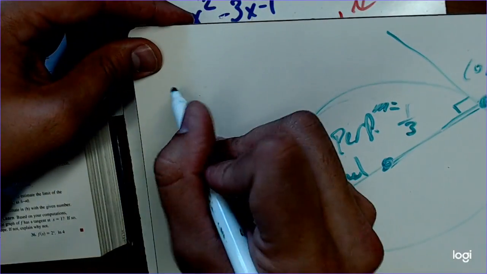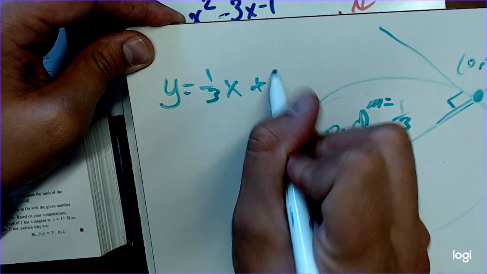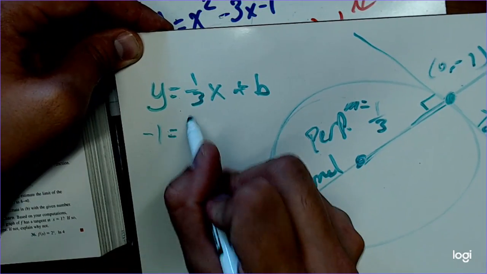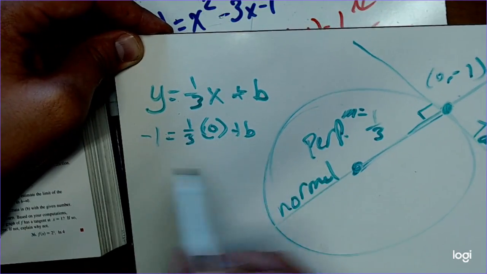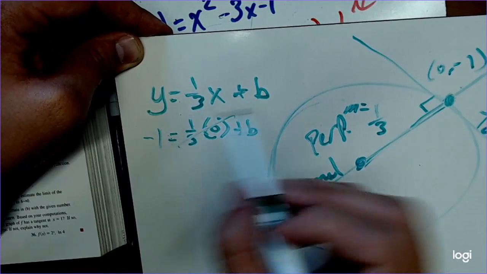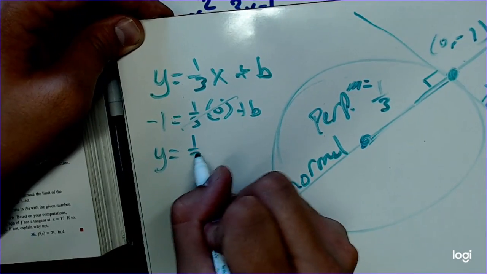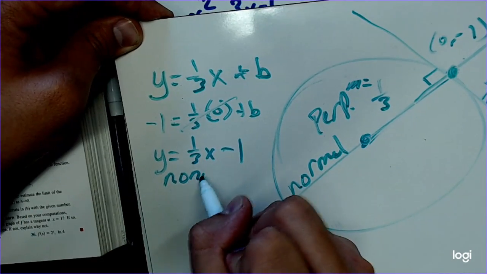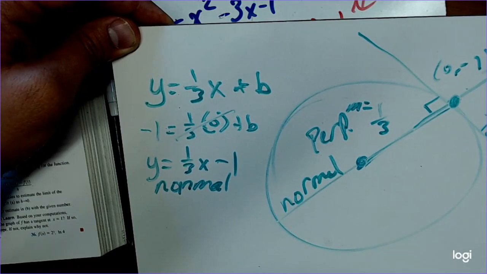So now I've got y is equal to 1/3 x plus b. I'm going to take these two points, plug them in. So now I've got negative 1 is equal to 1/3 times 0 plus b. Hey, 0 is just going to cancel that out, so b is equal to negative 1. So now I've got y is equal to 1/3 x minus 1. This is the normal. Right, so now I've got the equation of the normal.